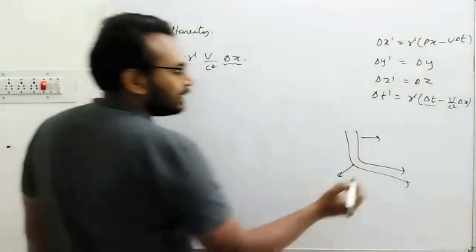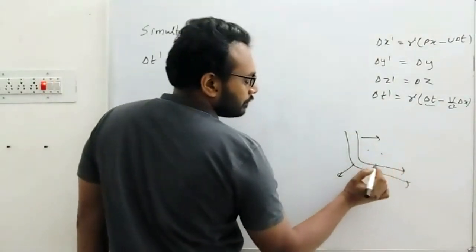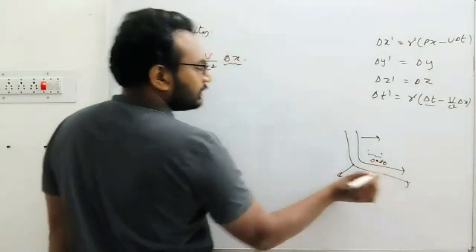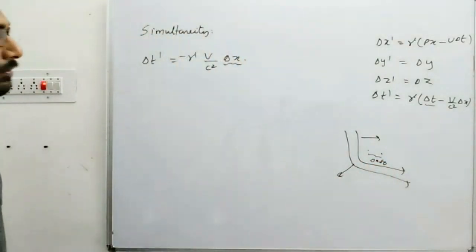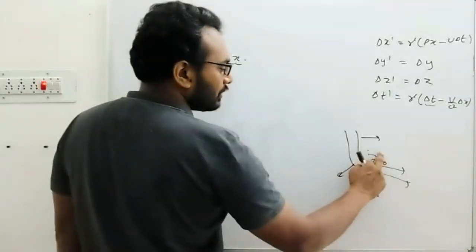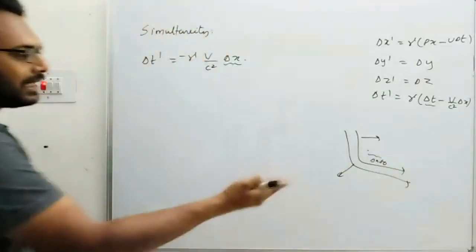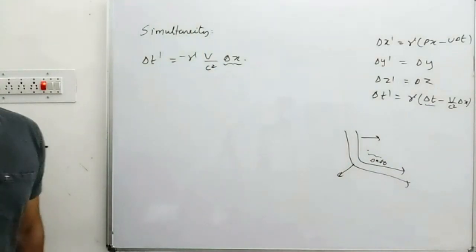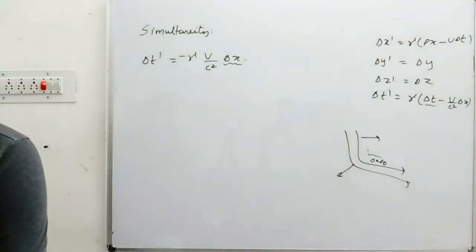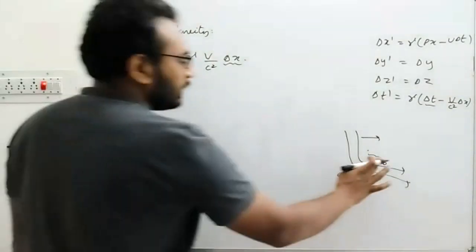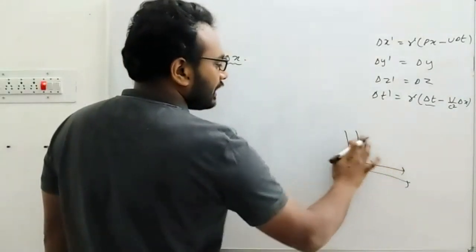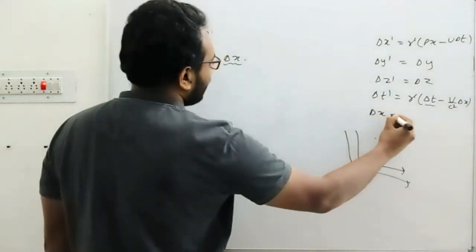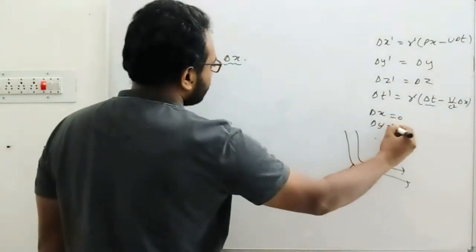So if the events are separated, if delta x is not equal to 0, then simultaneity is relative. But if they are happening at the same point, then observers would agree that they are actually simultaneous. Is that clear? Similarly, two events can be separated in such a way that delta x is equal to 0 and delta y is not equal to 0.